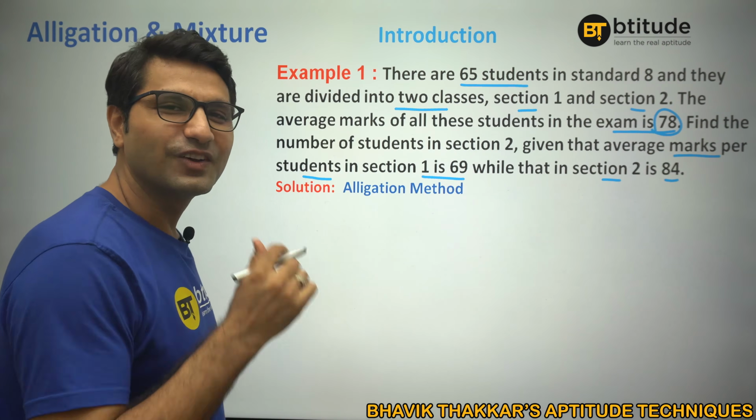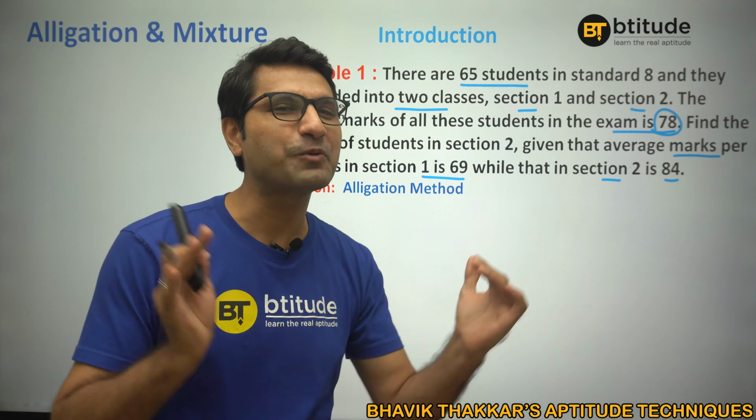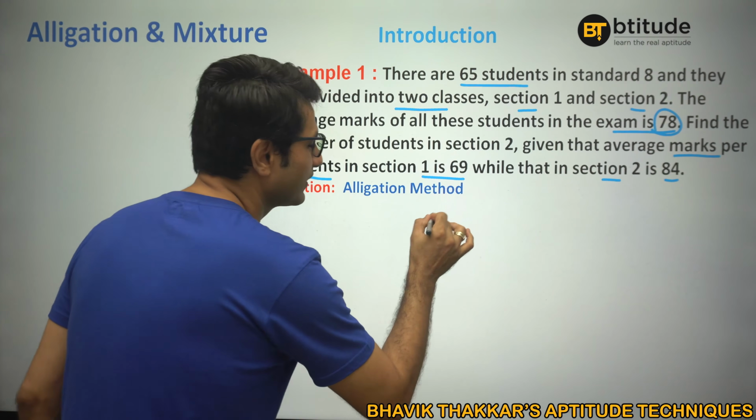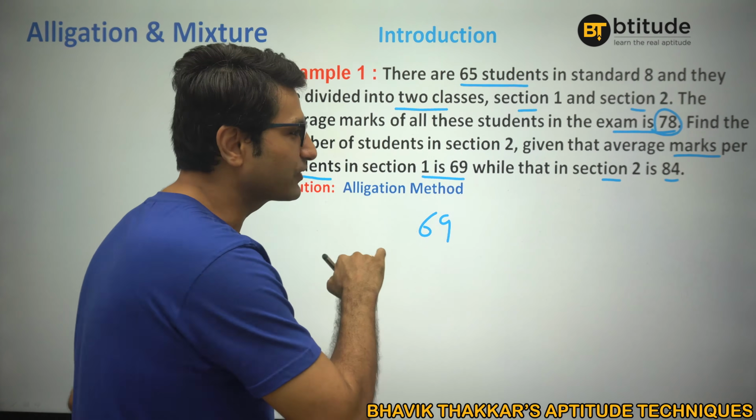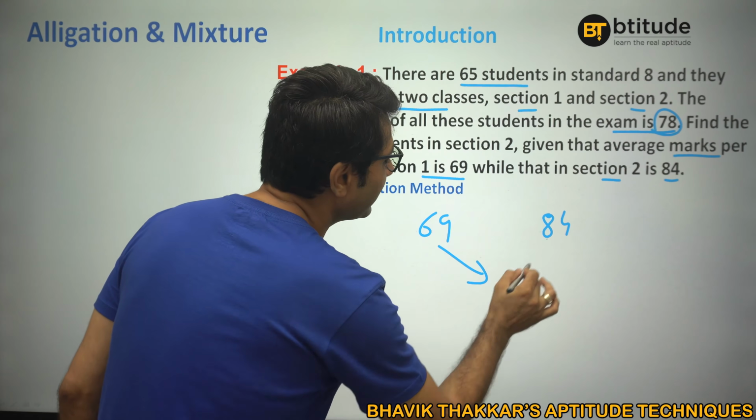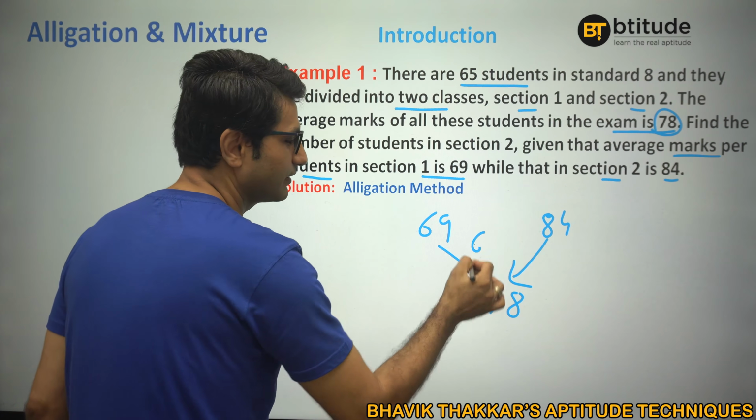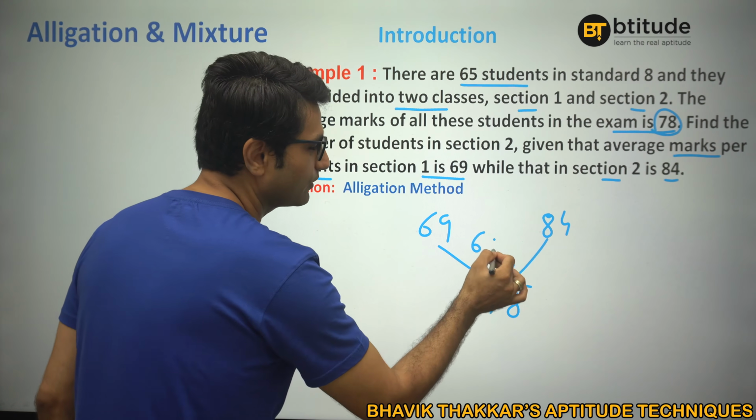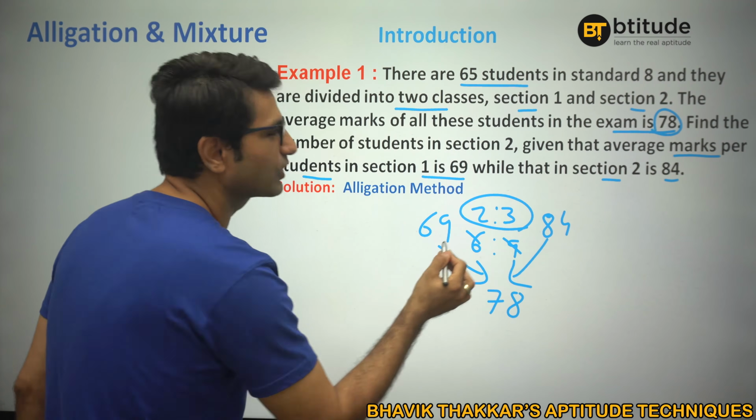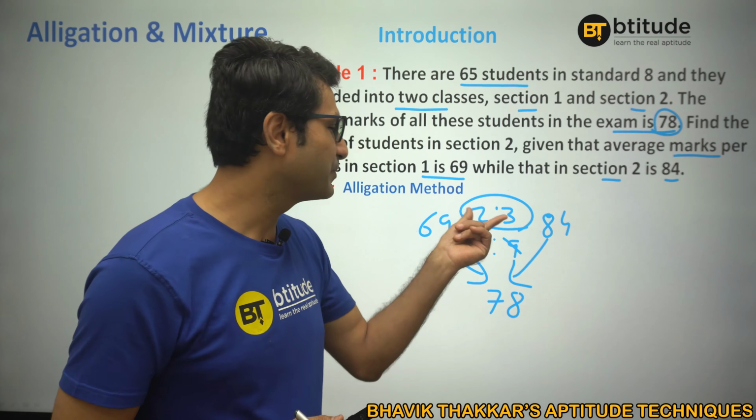So, are you getting it? Whenever we are given two different averages of two groups and the combined average as well, it's very easy. We can say 69 is the average of the first group, 84 is the average of the second group, and the combined average is nothing but 78. So the difference of 6 goes to the other side, the difference of 9 goes to the other side. That means 2:3. So for section 1 and section 2, the number of students will be in this ratio.